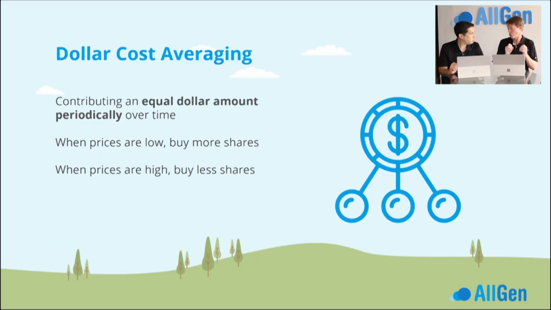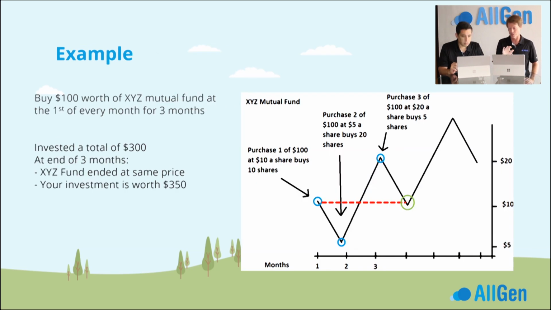Yeah, so simply stated, dollar cost averaging is contributing an equal dollar amount periodically over time. But what it does is it tends to buy more shares with that equal dollar amount when the price of what you're buying goes down, and it buys fewer shares when it goes up. So let's look at that from a simple example.